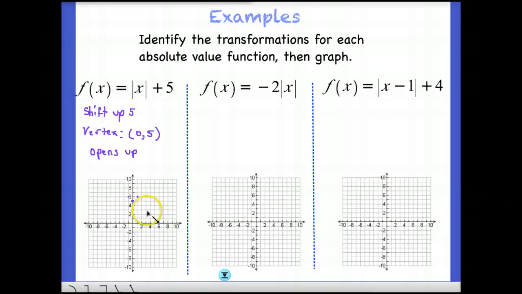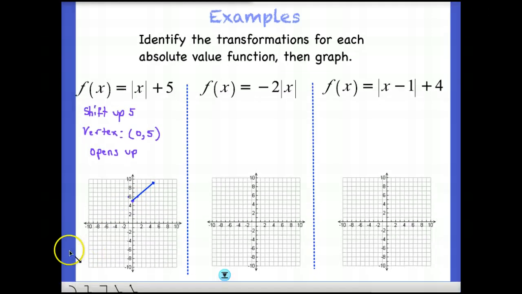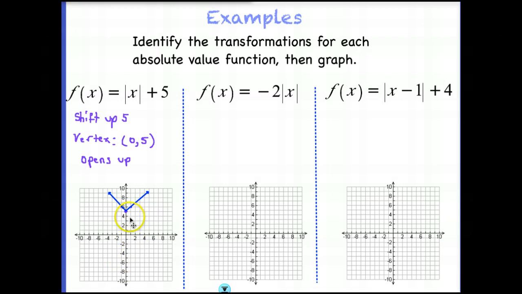So I will just draw a line from the vertex through that point, and then I will draw another line from the vertex through the other point, and I have my absolute value equation graphed. So very simple to do. You don't need tables of values. Now let's look at the second problem.